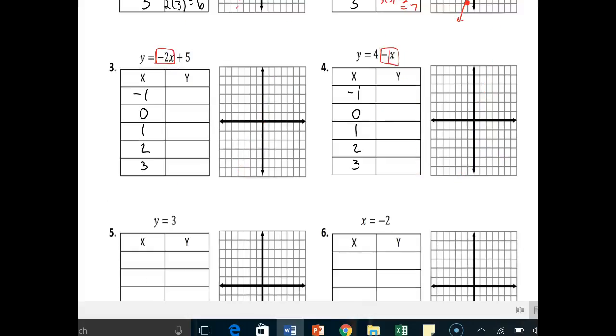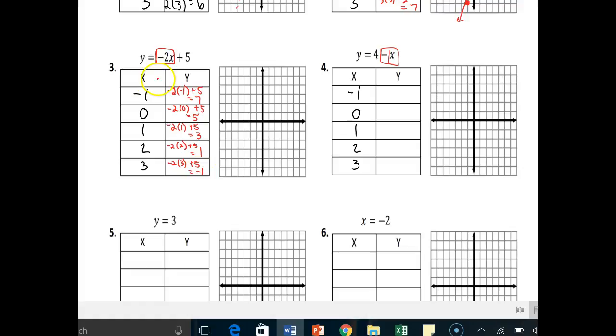Okay, and then number 3 is the last graph we're going to do today. Where we're going to go ahead and plug in -2 times -1 plus 5. This gives you +2 plus 5, that will spit out 7. -2 times 0 plus 5, that'll give you 0 plus 5, which will spit out 5. -2 times 1 plus 5, that will give you -2 plus 5, which will spit out 3. -2 times 2 plus 5, this is -4 plus 5, so that spits out +1. And then -2 times 3 plus 5, that's -6 plus 5, which will spit out -1.